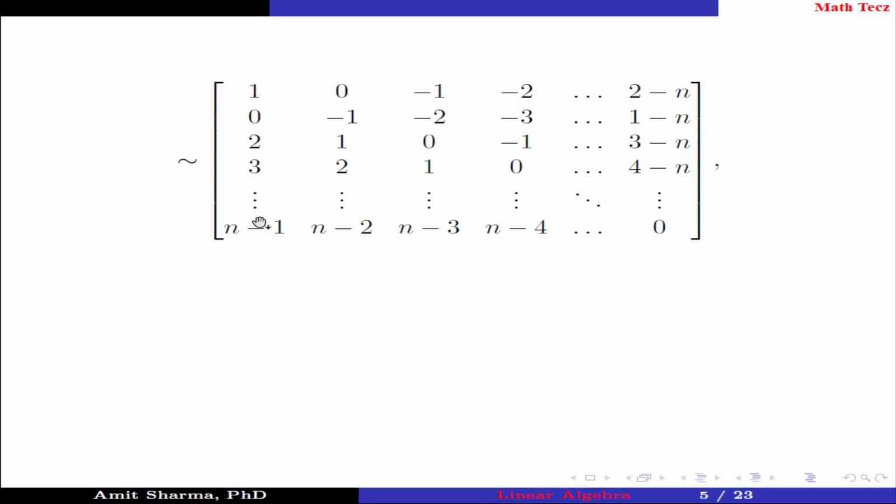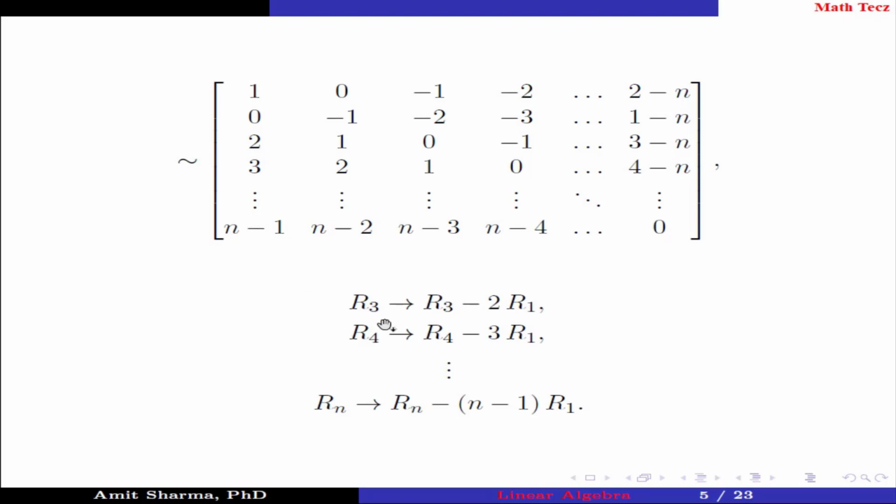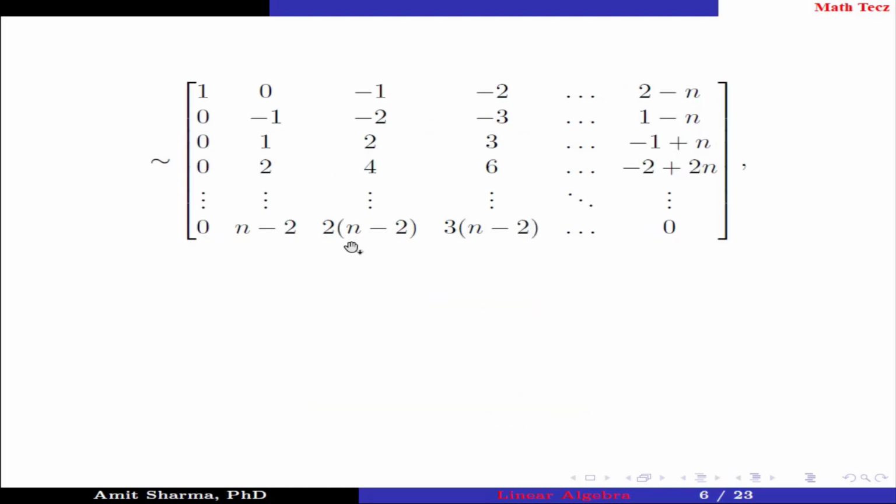We have to make another operations. R3 implies R3 minus 2 times R1. R4 implies R4 minus 3 times R1. And up to Rn implies Rn minus n minus 1 times R1. We get this matrix. Now, the next leading element is minus 1.